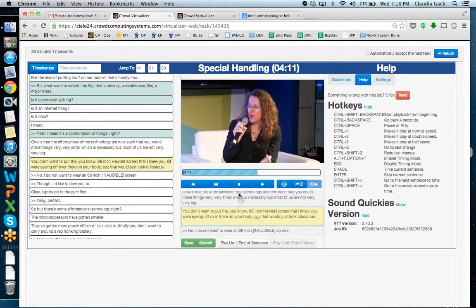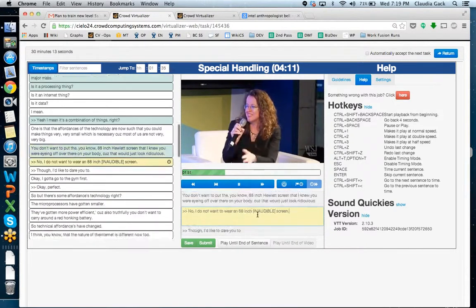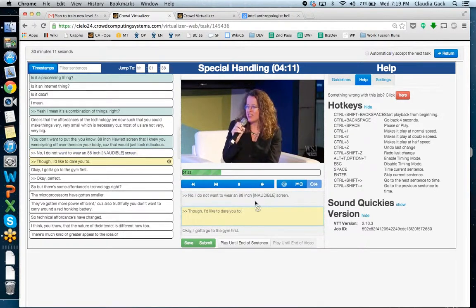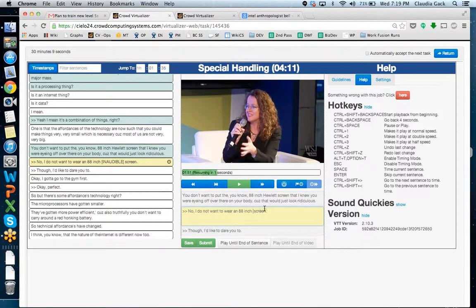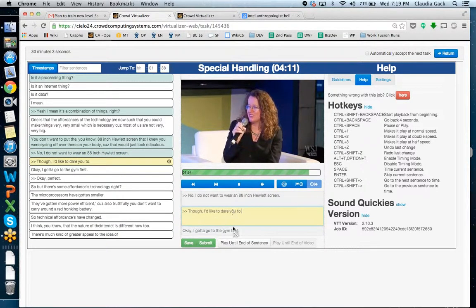over there on your body, because that would just look ridiculous. I do not want to wear an 88-inch OLED screen. So I'd like to dare you to.